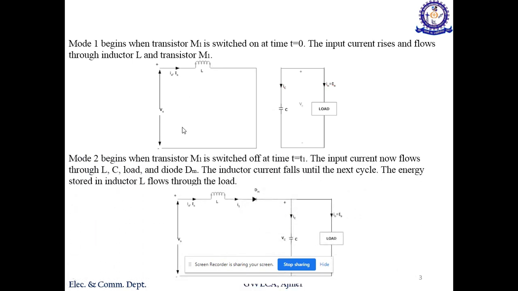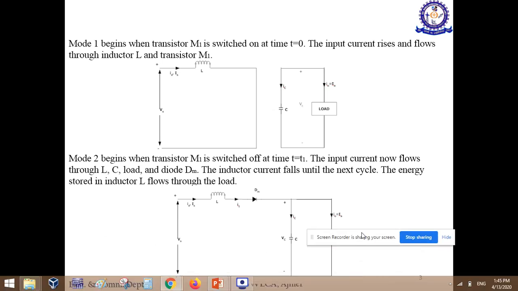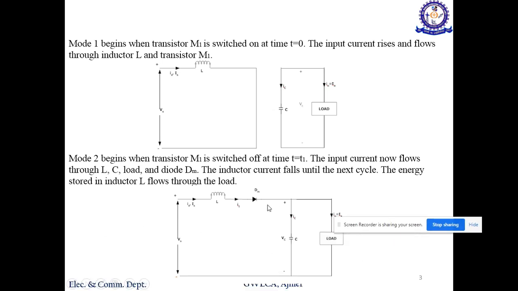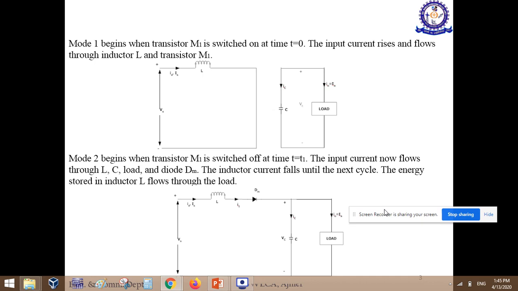In the next cycle, mode 2, your gate pulse is low, which means your transistor is off. Transistor off means it behaves like an open circuit, so we have an open circuit across here. Now the current flows through the inductor, diode, capacitor, and the load, and you get the output.